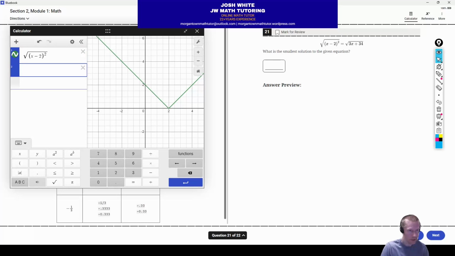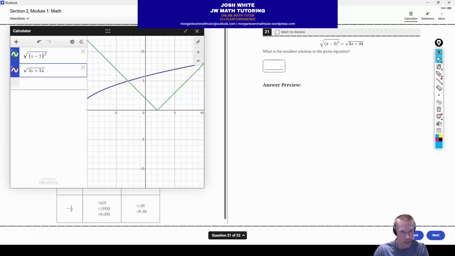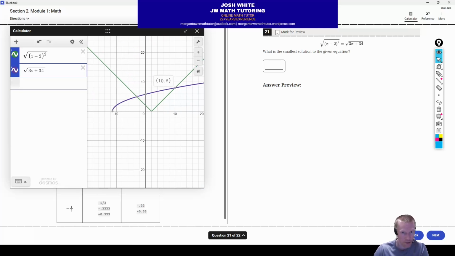So there's the first one, the left side, and now we have the second one, the right side. Now they're probably going to intersect. Yeah, see, they intersect at multiple spots. So there's 10, 8, and right here, -3, 5. We obviously only want the x values. So which is the smallest one? Well, it's just -3. So that's it. Correct answer, -3. You can move on to the next question.